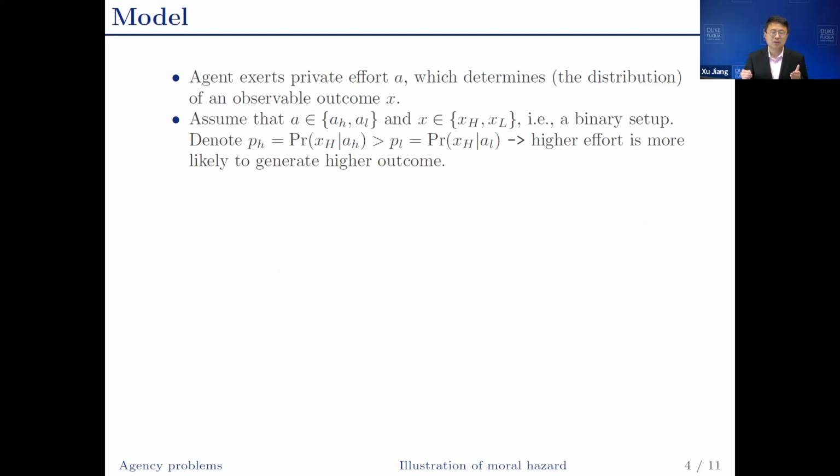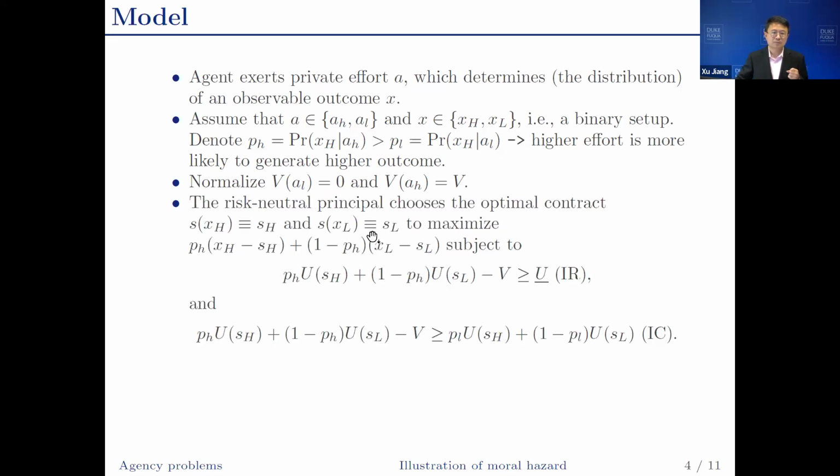We assume that PH is bigger than PL, which is an intuitive assumption that higher effort is more likely to generate higher outcome. Exerting effort is costly, so we normalize the cost of exerting AL to be 0, and the cost of exerting AH to be V. The principal chooses how much to pay the agent when the outcome is XH, denoted as SH, and how much to pay the agent when the outcome is XL, denoted as SL. So the principal chooses SH and SL to maximize the principal's expected payoff. Because the principal is risk neutral, it is the expected outcome of the project minus expected payment to the agent, subject to the 2 constraints.